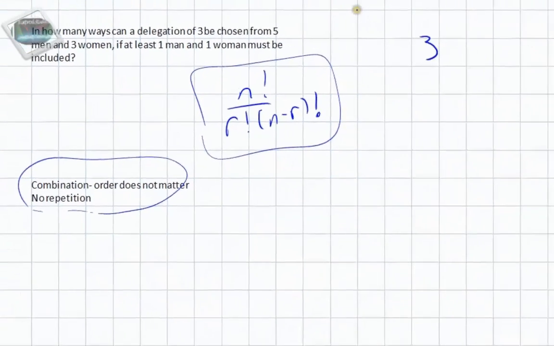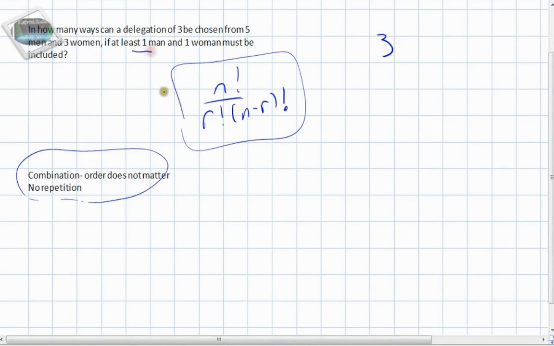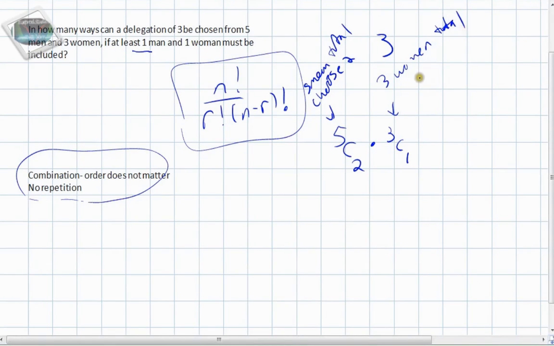So if we have, let's say we have 1 man and 2 women, okay, so what happens is we're going to take, it looks like this: 5 choose 2 times 3 choose 1, okay? So this right here is 5 men total, but we only choose 2 of them. And this right here says there's 3 women total, but we only choose 1, okay?